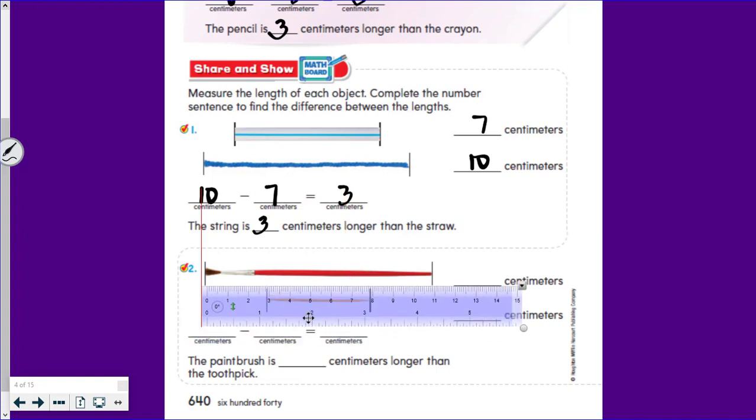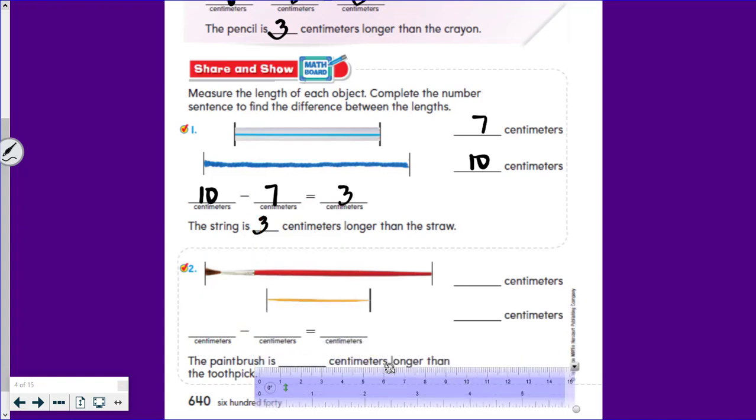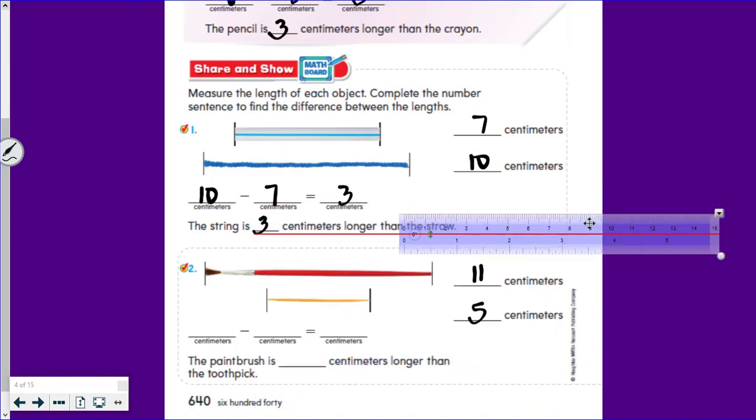Number 2, the paintbrush is about 11 centimeters and the toothpick is about 5 centimeters. So you should have already gotten these numbers, 11 and 5. I'm going to move my ruler out of the way and we'll write the larger number, 11, because I can see that the paintbrush is longer. 11 minus 5 is 6. So the paintbrush is 6 centimeters longer than the toothpick.